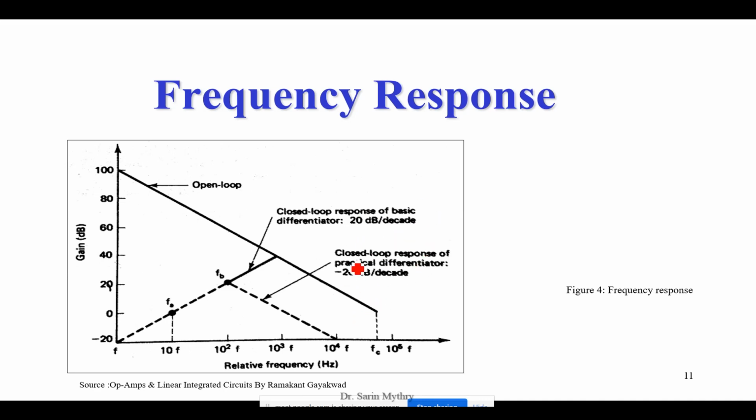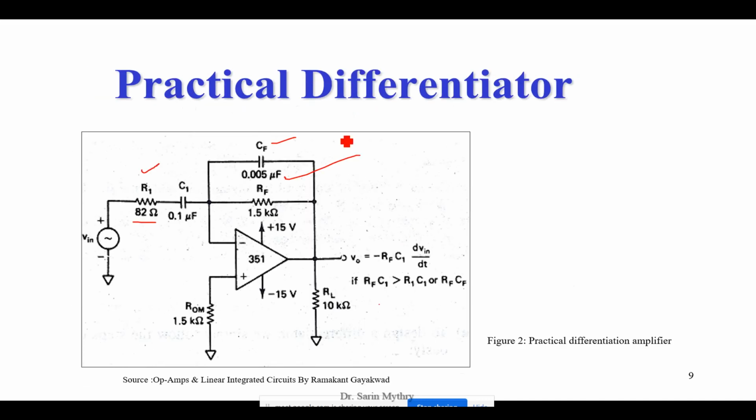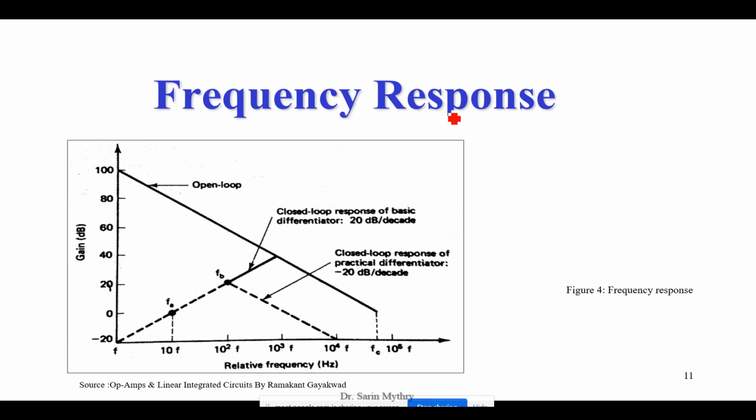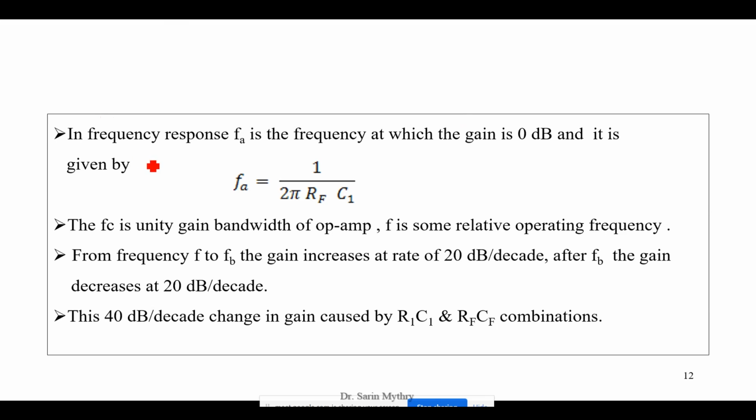In order to overcome these problems, how did we overcome them? With the help of these two parameters which we have talked about, R1 and CF. These are two parameters which are used to maintain the stability and minimize the high frequency noises. So now here, in the frequency response, just like we calculated FA in the integrator, we will be calculating it now. FA is the frequency at which the gain is going to be 0 dB.